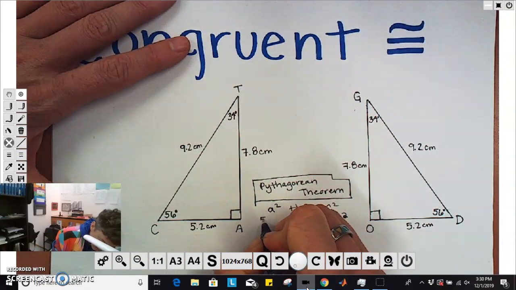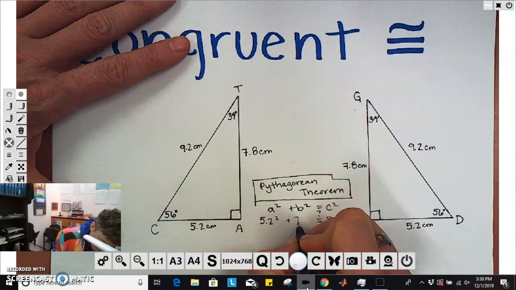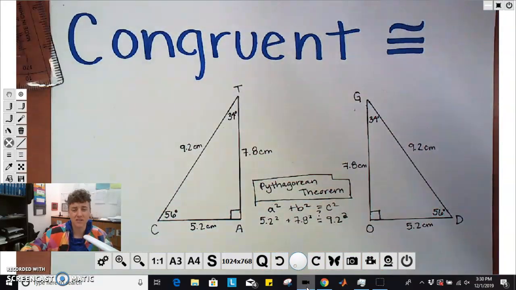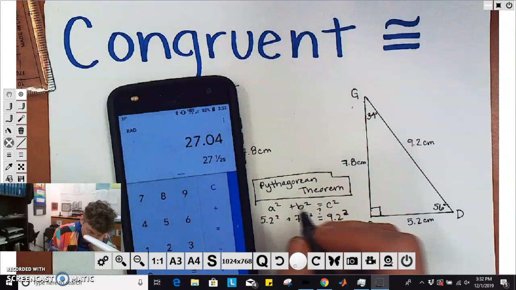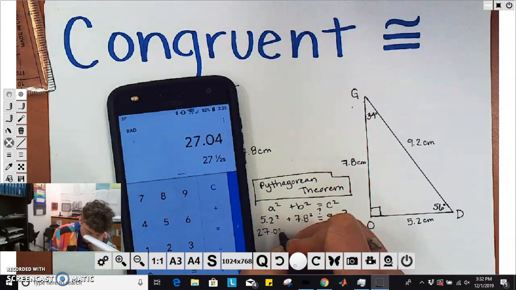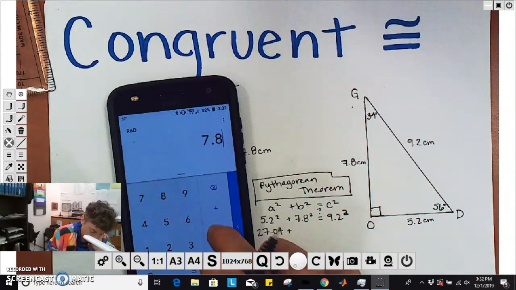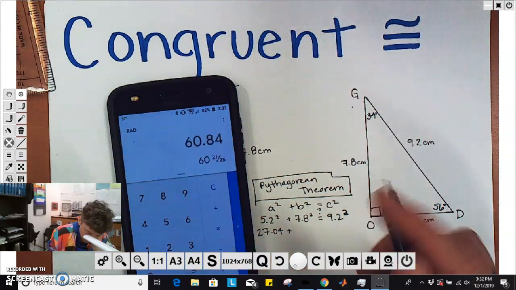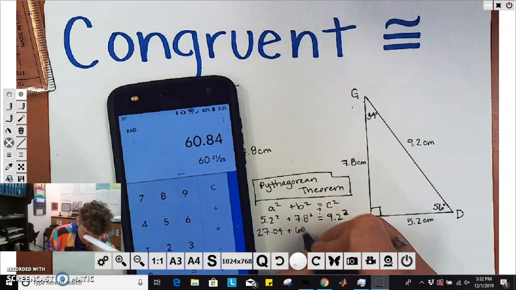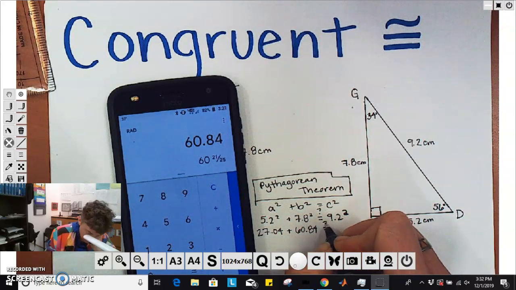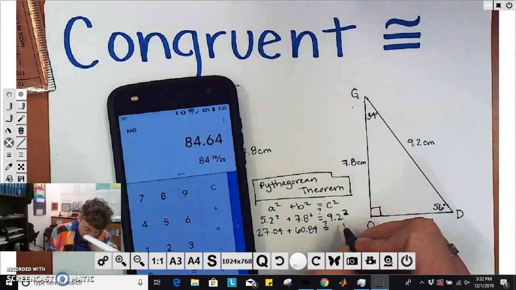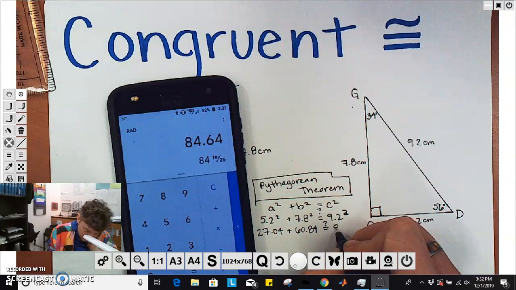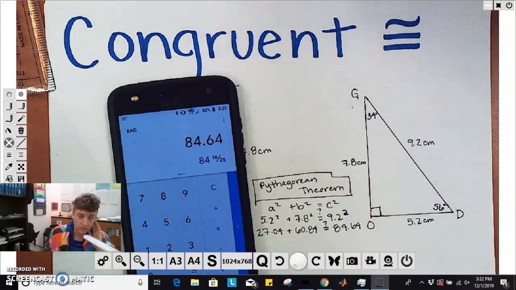So let's do a is 5.2. Okay. See what we get. Punch it into our calculators. 5.2 squared. 5.2 times 5.2. That's 27.04 plus 7.8 squared, 60.84. Is this equal to 9.2 times 9.2? 84.64.